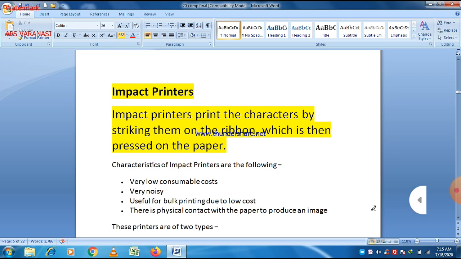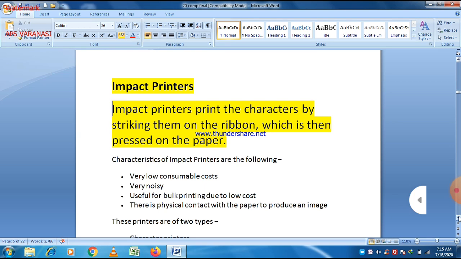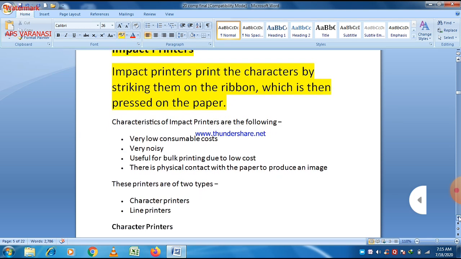Now characteristics of the impact printer. There are some characteristics of impact printer. First is a very low consumable cost.